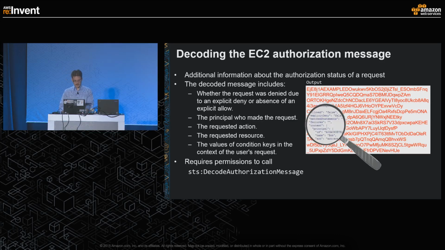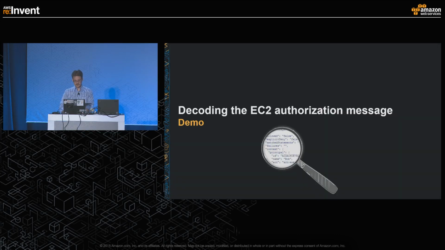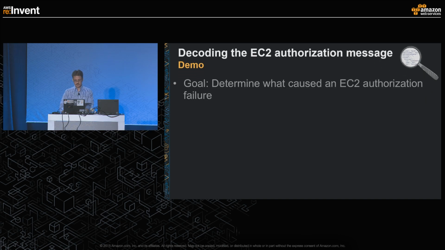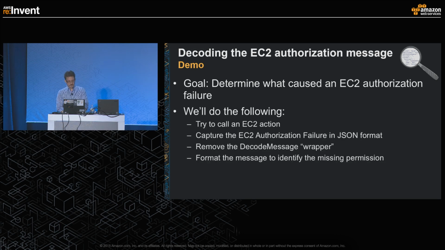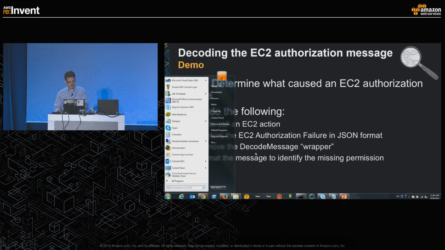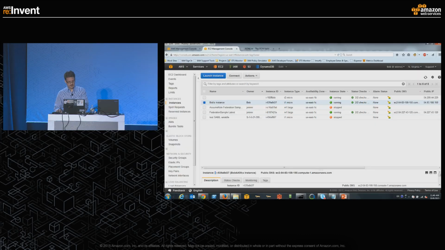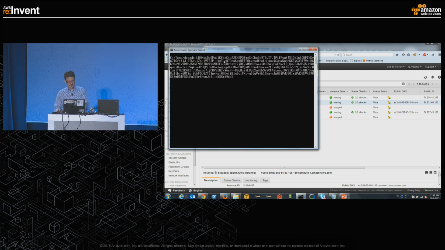And so let me just show you. I'm going to take that weird looking red message and I'm going to determine what caused an EC2 authorization failure. Now the good news is we already have a bunch of those, right? So I think if I go back in, I still have it in, yep, I have it in my clipboard.